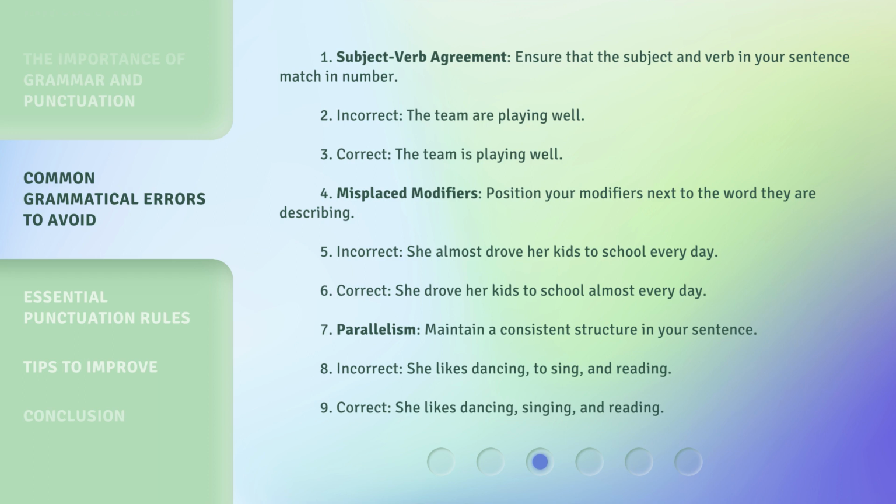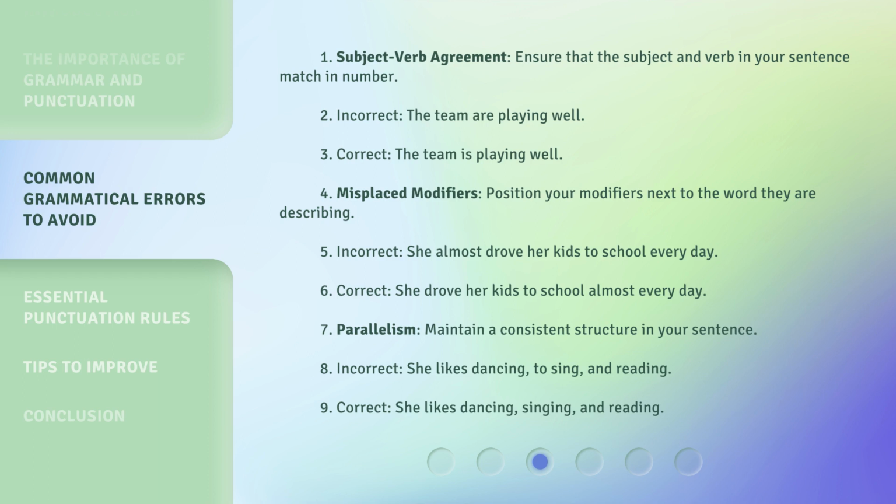4. Misplaced modifiers. Position your modifiers next to the word they are describing. 5. Incorrect. She almost drove her kids to school every day. 6. Correct. She drove her kids to school almost every day.